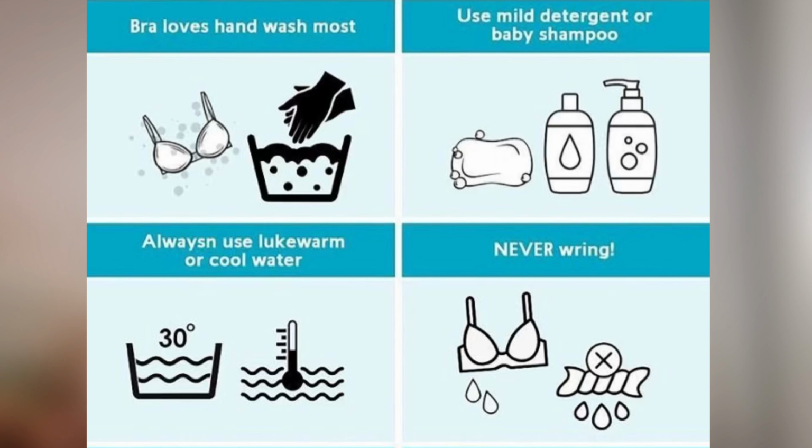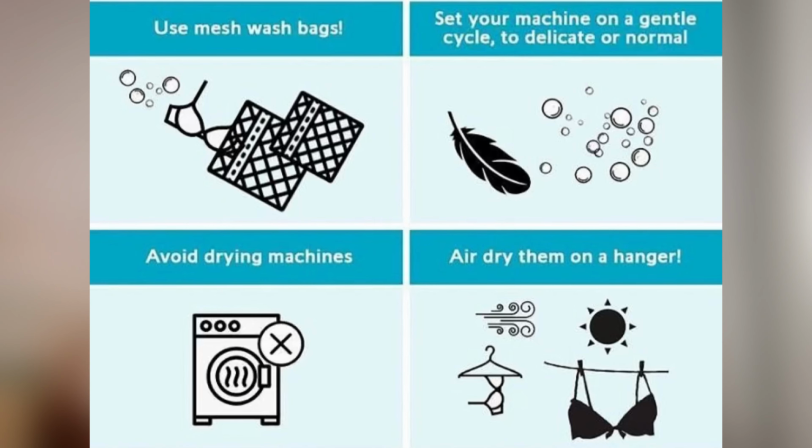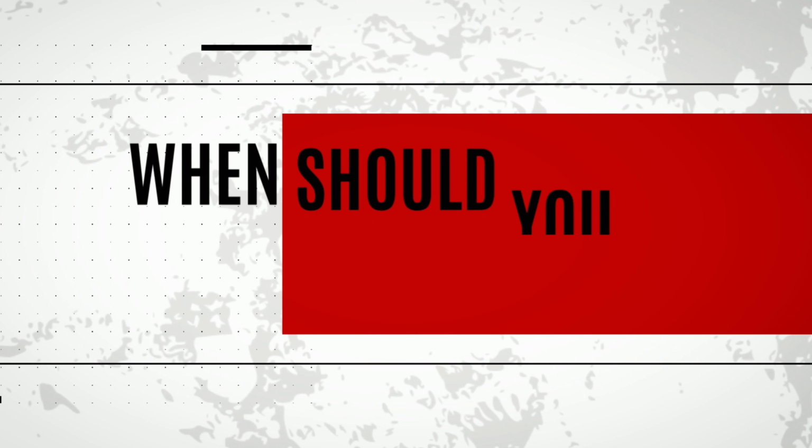Well, to retain the lifespan of your bra and to continue using it for more than years, it is necessary to hand wash it. Use mild detergent or baby soap with lukewarm or cool water and never wring. Use mesh wash bags and set your machine on a general cycle if you're using a washing machine. Avoid dryers and air dry them on a hanger. Especially when it is a padded bra, it needs extra care.